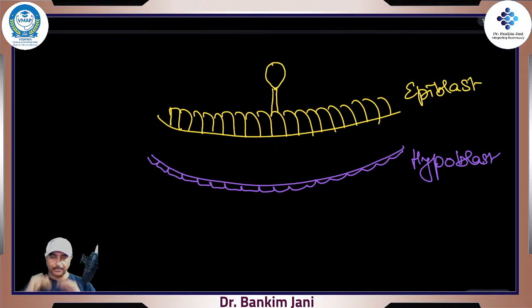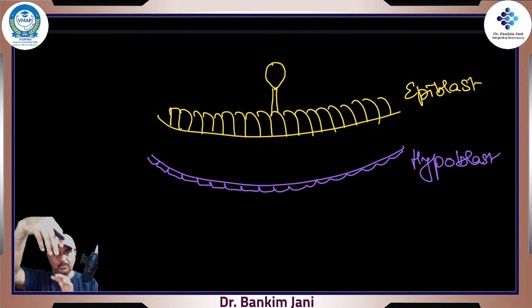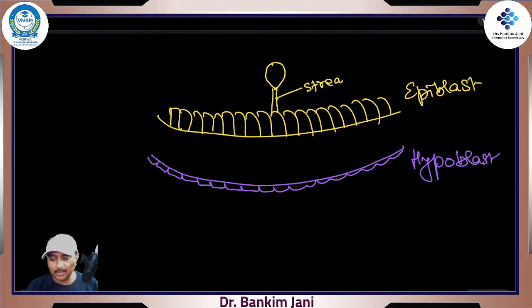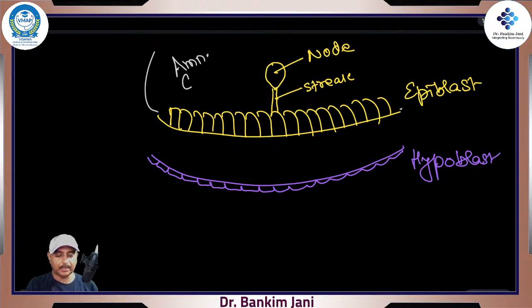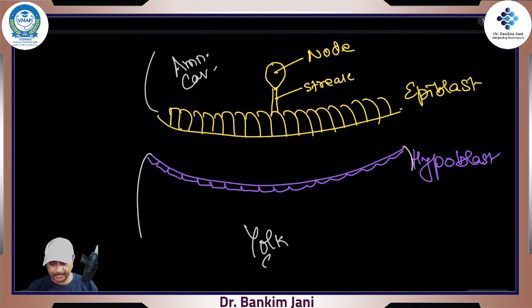So when we look from the side, we come to know that this primitive streak is above. And this is the streak. Streak means line, and this is the node, which is prominent. And obviously, this cavity is the amniotic cavity. Amniotic cavity. And this one below is our yolk sac. So hypoblast, epiblast, those cells.